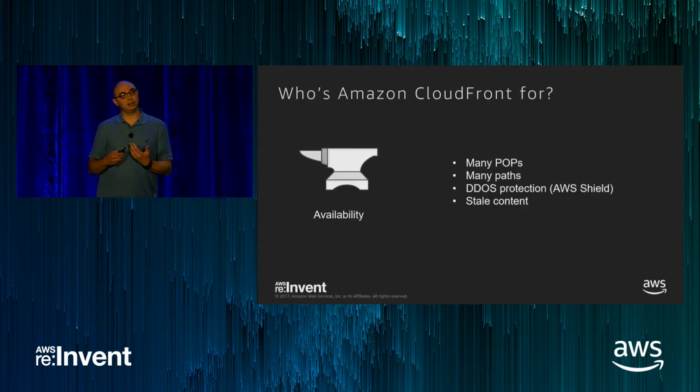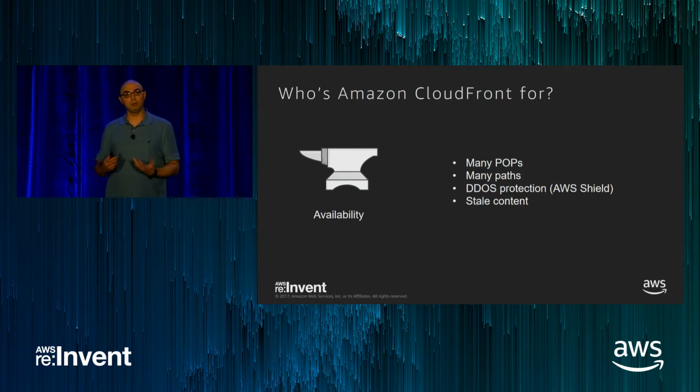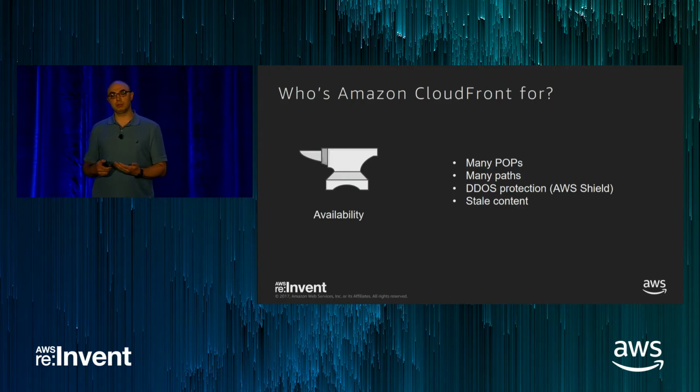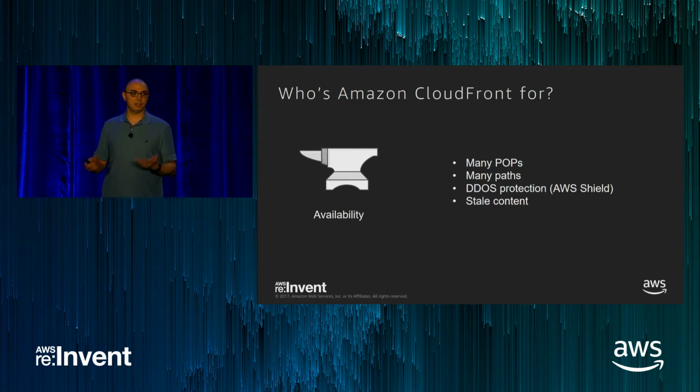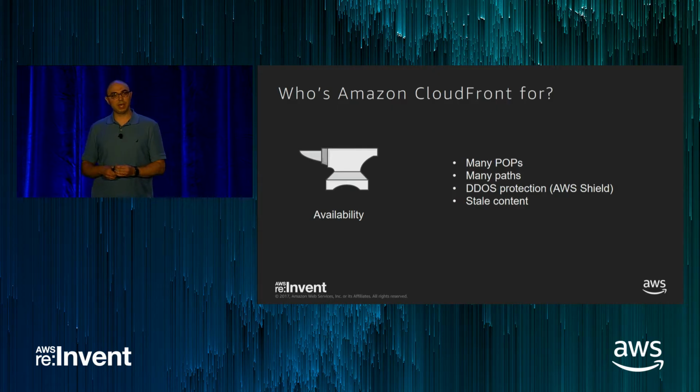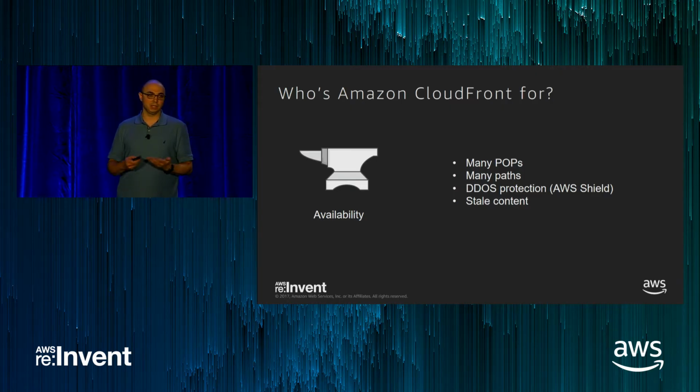Also, in the unfortunate case that your origin might be down, in that case, CloudFront will be able to serve stale content, even if your objects are expired. So let's say something goes wrong with your origin, be that static content or dynamic content. If we have this object in cache, your customers are going to be seeing old news, but they're not going to be seeing an error page, and that's way better.